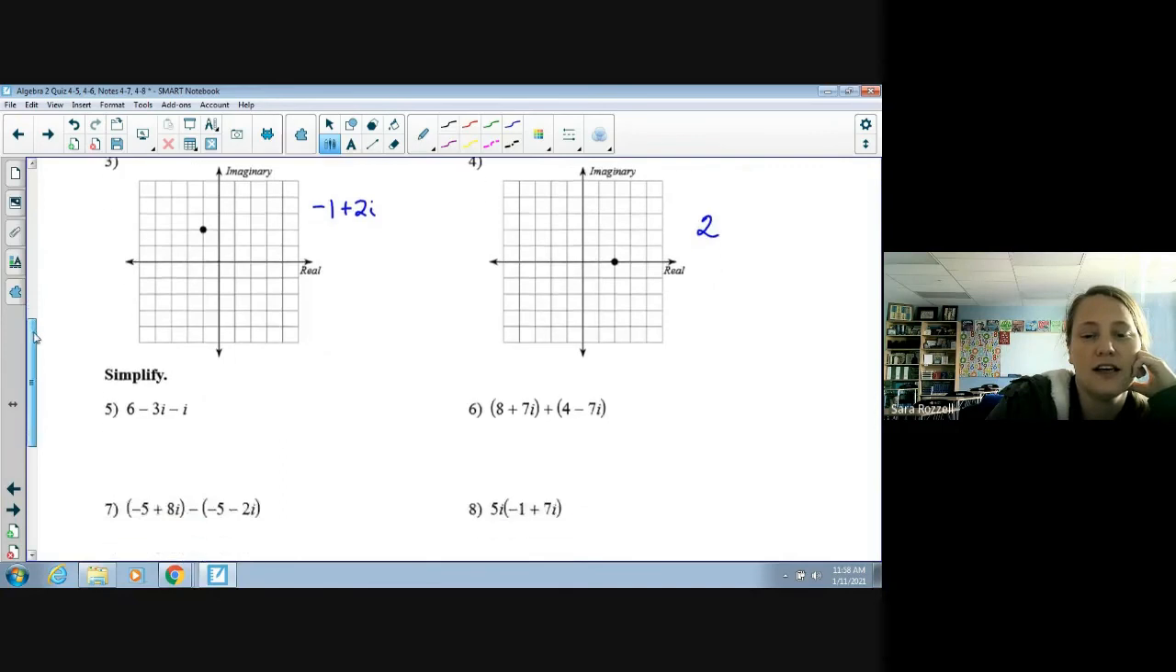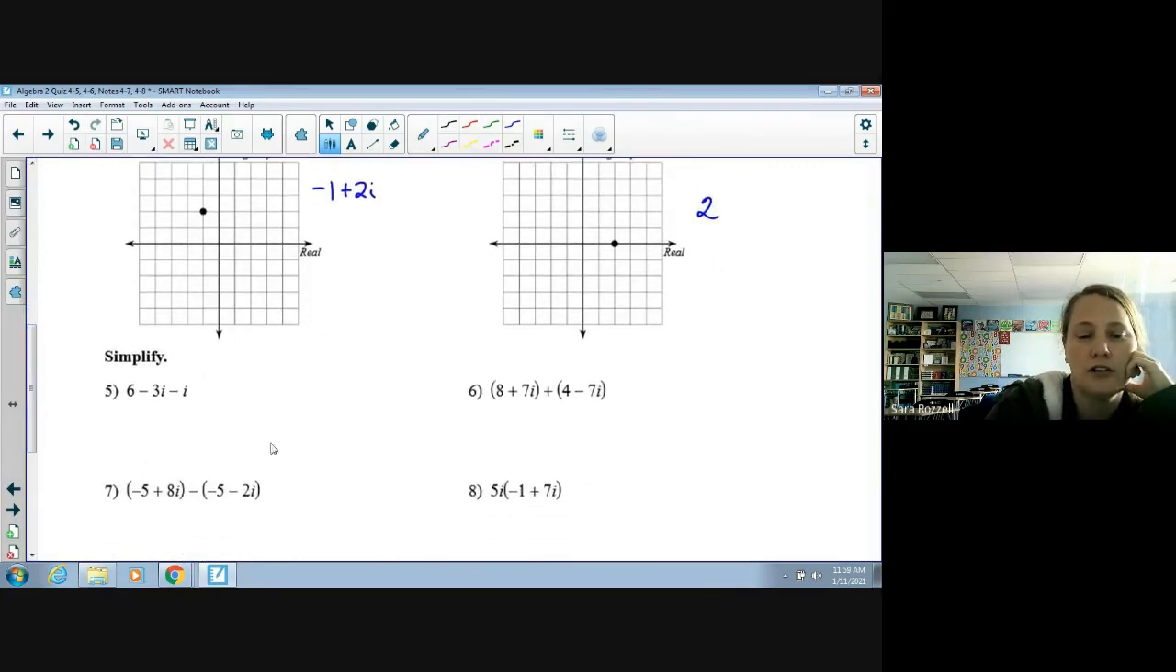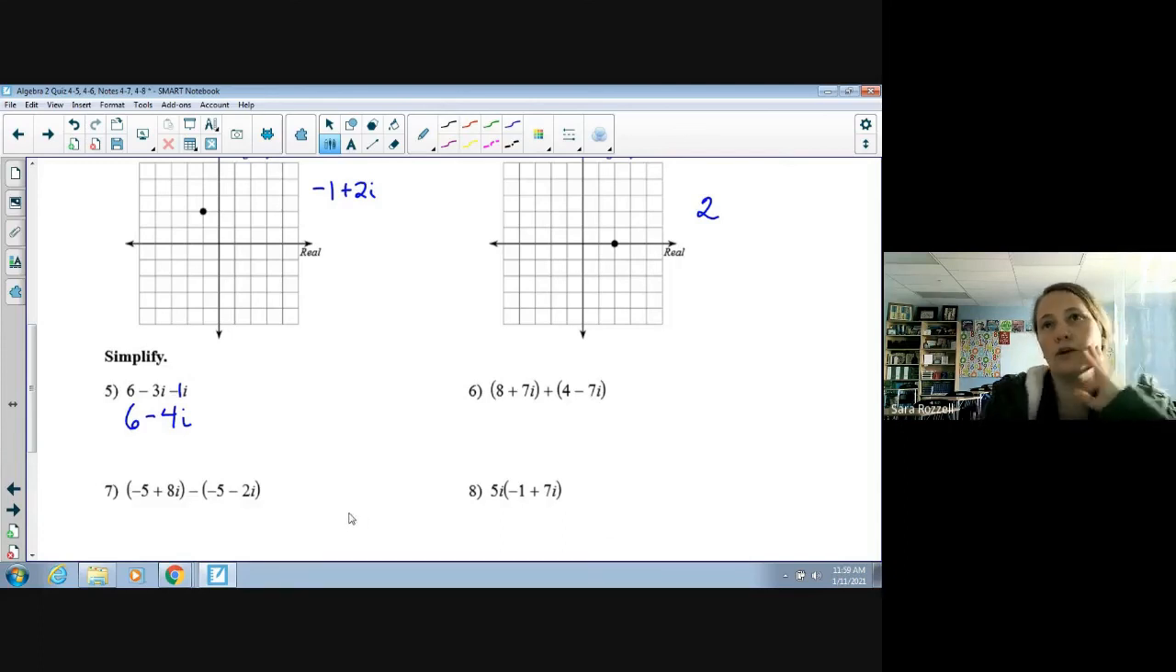Okay. And then the only other part, and I'll let you know what number you can get to. If you have problems that look like this, you're just adding and subtracting. You just combine like terms, like the i is an X. So here I would have 6, minus 3i, minus 1 more, which would make minus 4i. I'm just combining like terms. So real parts get added with real parts, imaginary parts get added with imaginary parts.